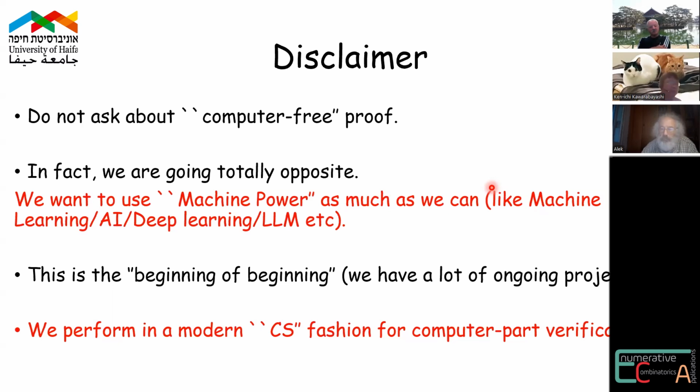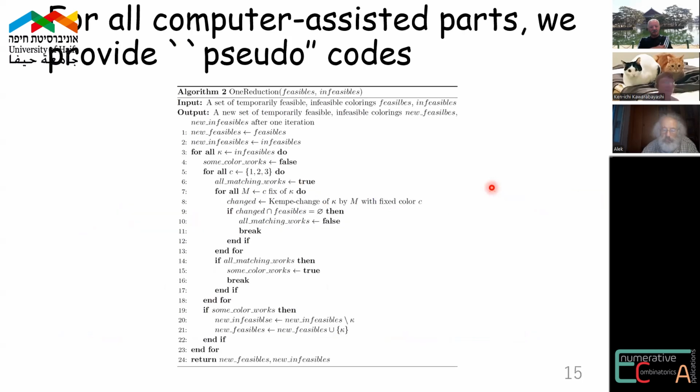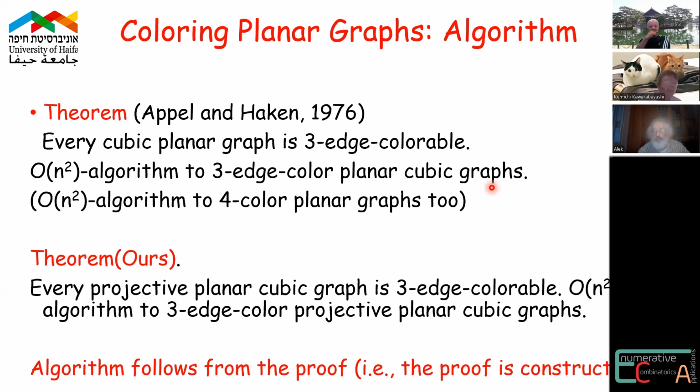However, we have an interesting way to handle verification of the computer part. We provide the pseudocode that gives you the algorithm for our code, so that you can make sure our algorithm is correct. And once you understand that our algorithm is correct, you just code it yourself, right? That's the way you can reproduce our computation part.